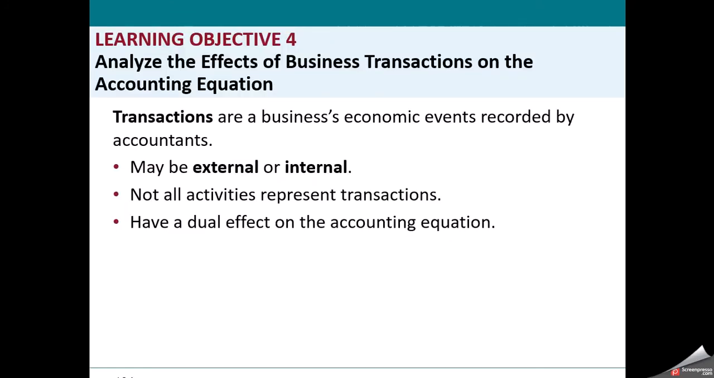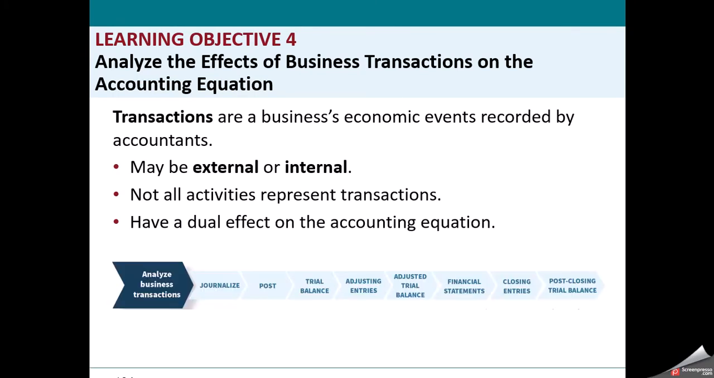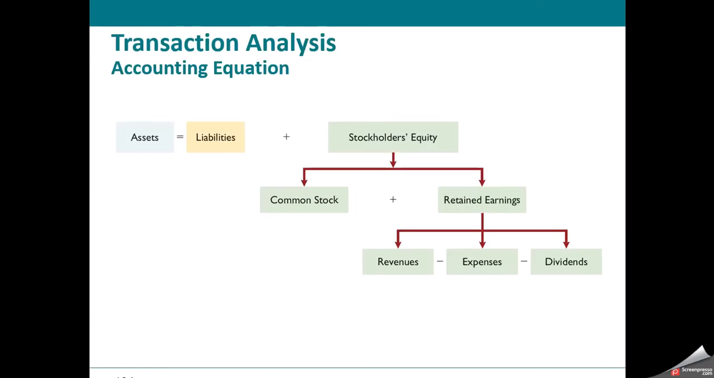Then our fourth learning objective is to analyze what business transactions happen and how those impact our accounting equation. The assets equal the liabilities plus the equity. So here again is kind of how the different transactions go in. We journalize them, we post them, we create a trial balance. We do adjusting entries. We'll have an adjusted trial balance, from which we prepare financial statements. We'll do closing entries and then a post-closing trial balance. So that's the big long picture of accounting. We're not quite into all of that yet, but just looking forward to that.